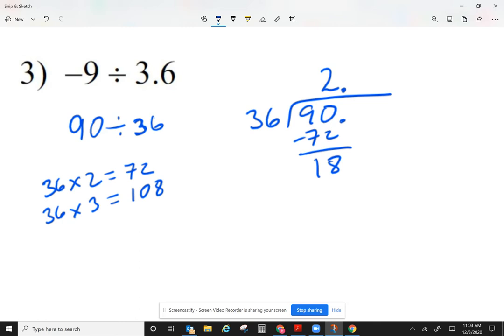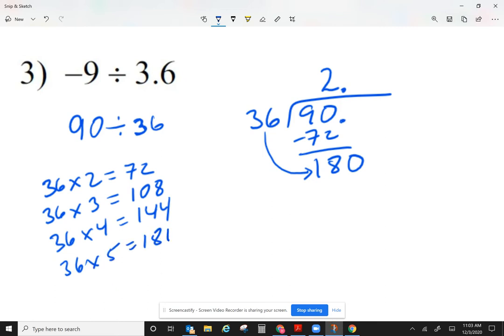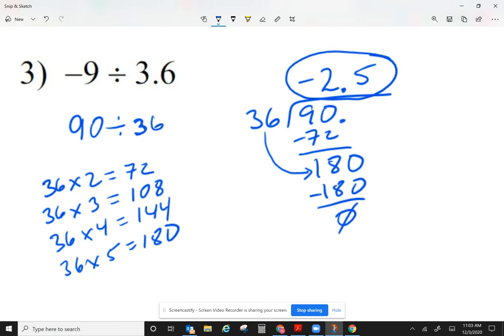The cool thing about decimals is that after the decimal point, I have as many zeros as I need. Now my question is, how many times does 36 go into 180? When I think of my multiplications here, 36 times 4 is 144. 36 times 5 is 180. So how many times does 36 go into 180? I'm going to say 5, because 36 times 5 is 180. When I subtract this, I get a remainder of 0. So my answer is going to be 2.5. Negative in this case because my numbers had different signs to begin with. So my answer is negative 2.5.